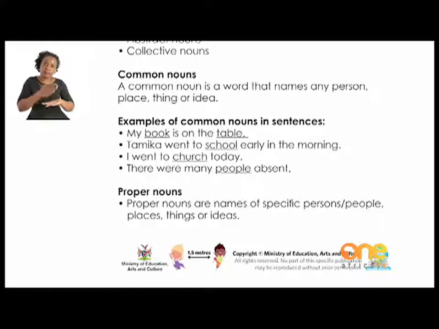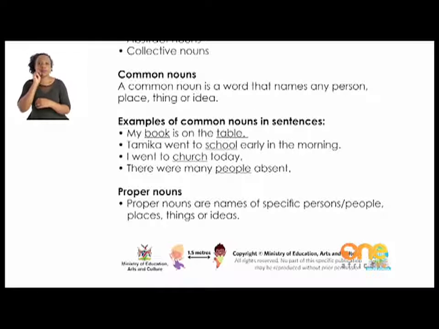Examples of common nouns in sentences. My book is on the table. So the words book and table, those which are underlined, are the common nouns. My book is on the table. Book and table are common nouns.